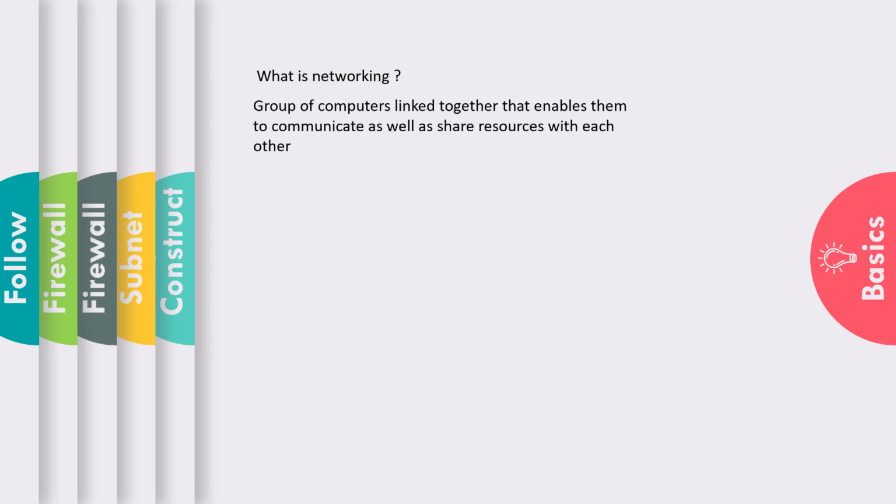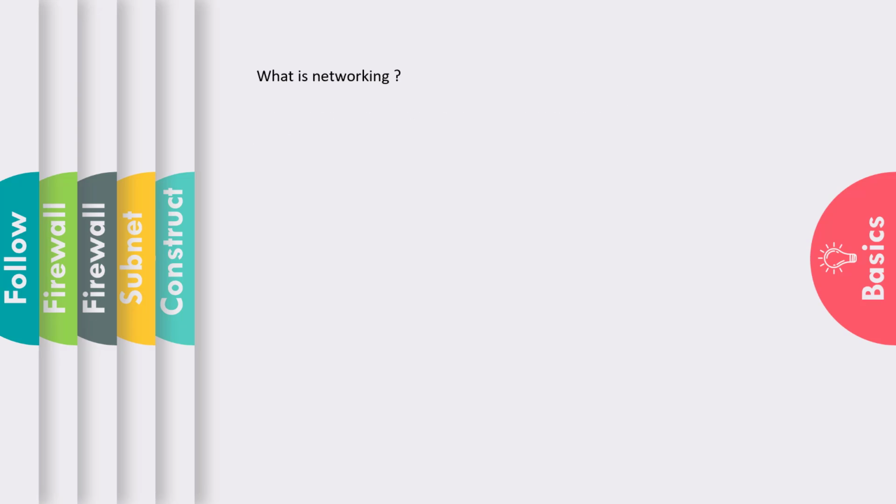So what is networking? Networking is basically a group of computers linked together that enable them to communicate as well as share resources with each other. So what VPC is, is basically the mesh on which all virtual machines are connected. The important thing you should remember is that communication is what networking is all about: how two or multiple resources can communicate with each other.